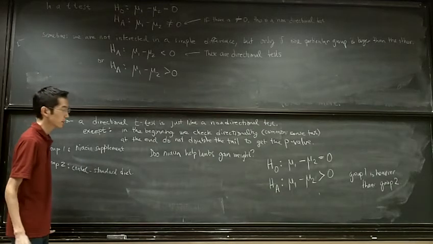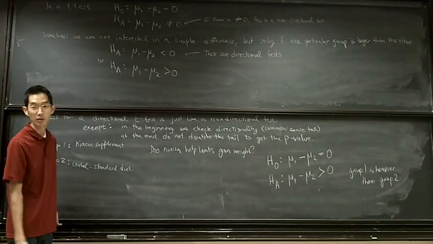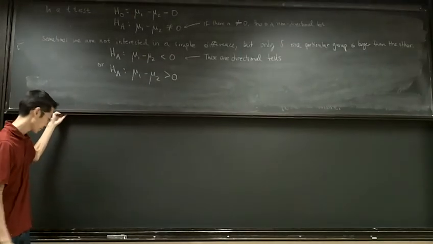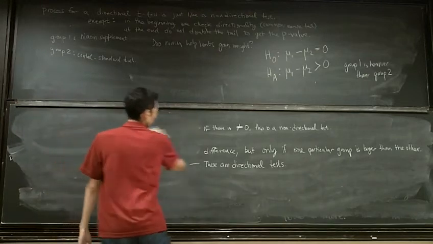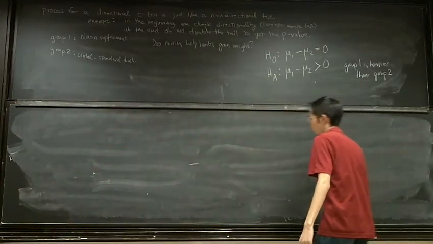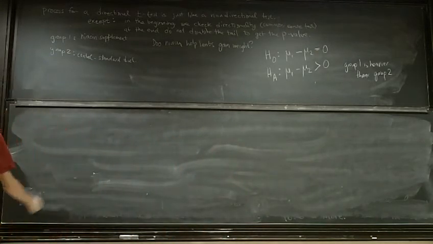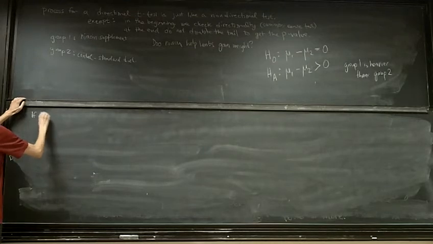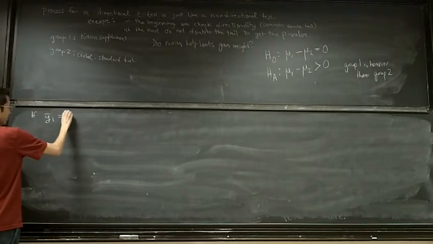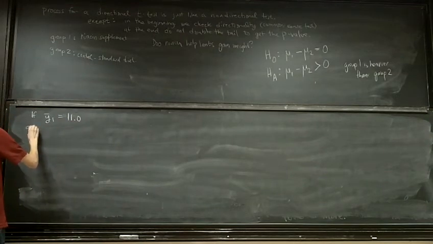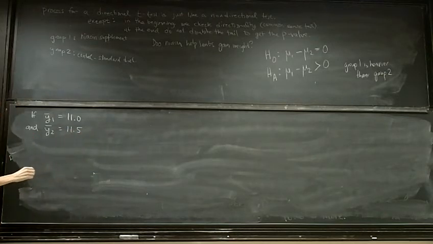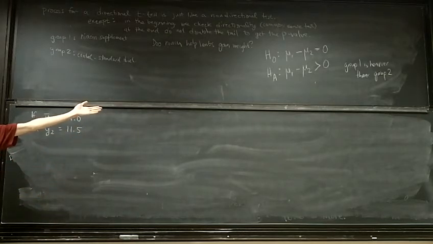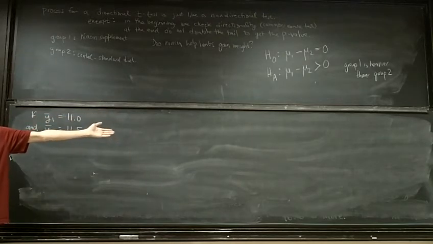Group 1 is mu1, group 2 is mu2. Now we collect our data. If Y1 bar ends up being 11.0 pounds and Y2 bar ends up being 11.5 pounds, then do I have evidence to support the alternative?